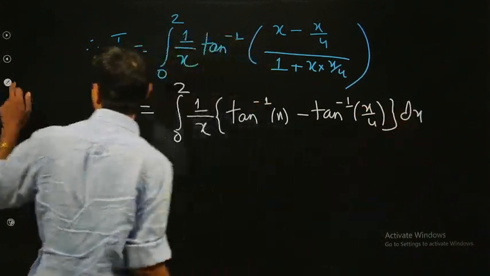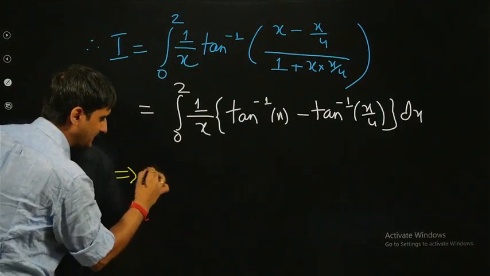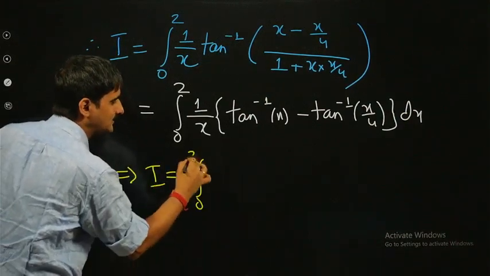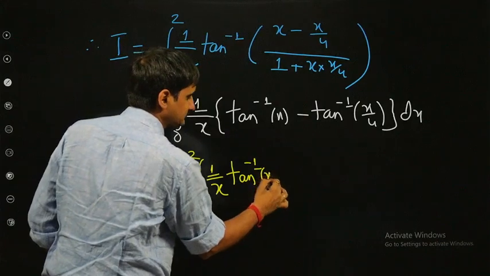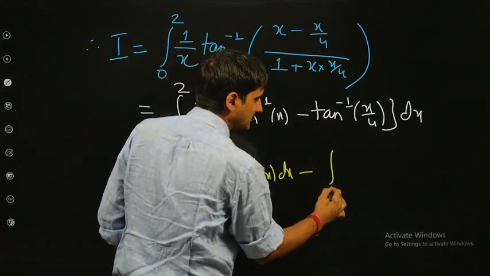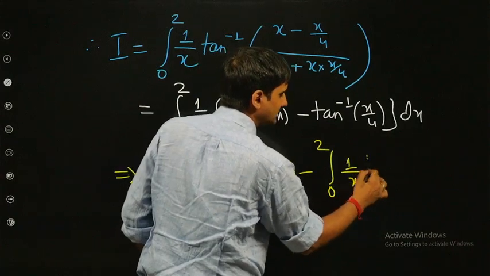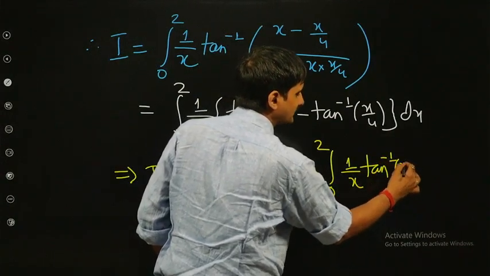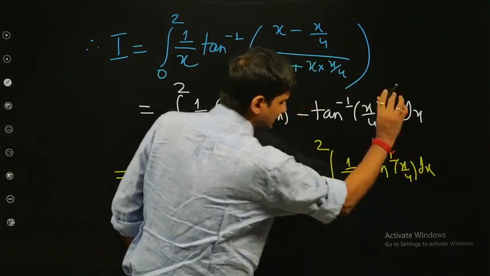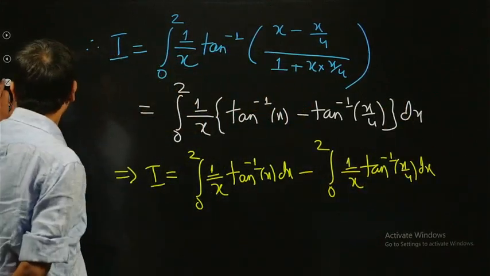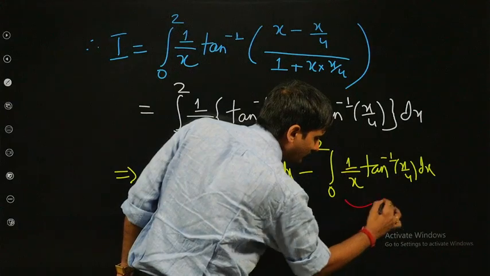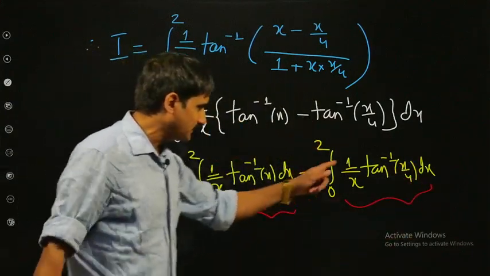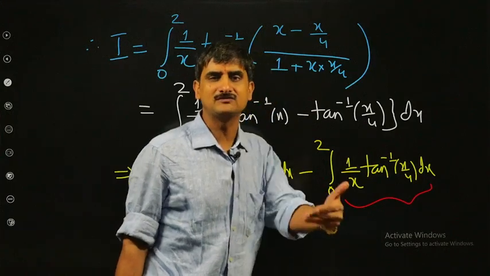Now, what other choice do we have? We'll be breaking it into two different integrals, bachcho: integral 0 to 2 of 1 by x tan inverse of x with respect to x, minus integral 0 to 2 of 1 by x tan inverse of x by 4 dx. Now I don't see much of a choice here, but I moved ahead and tried to convert tan inverse of x by 4 to the tan inverse of x form.